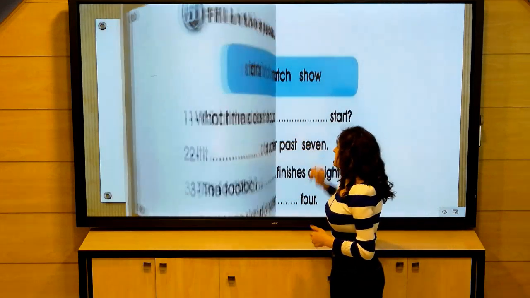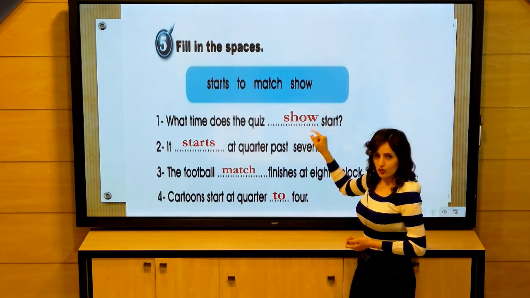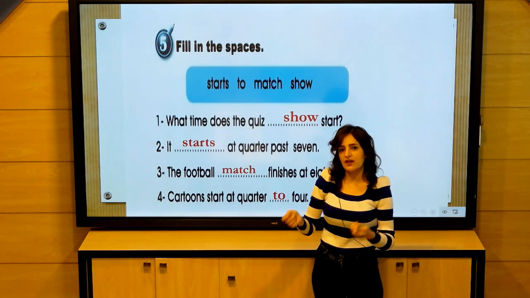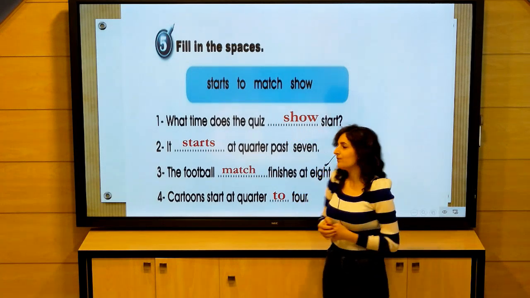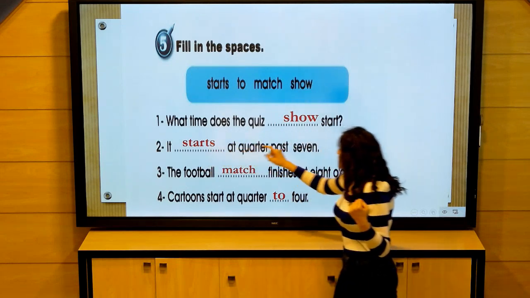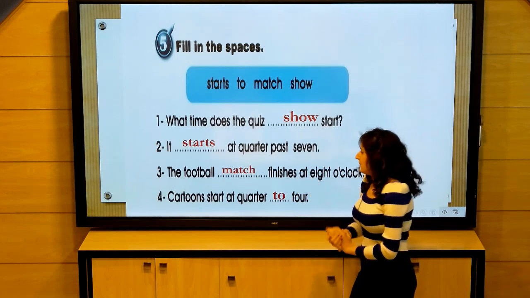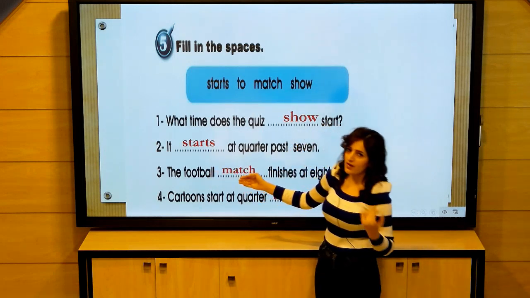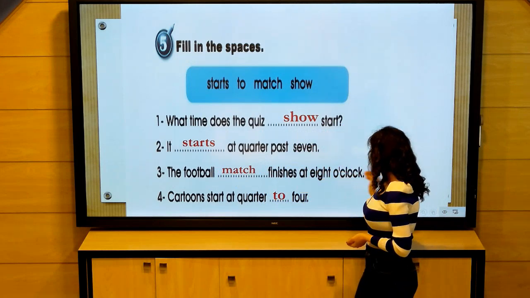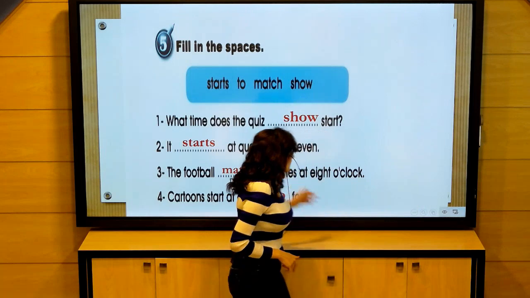Now the answers. The correct word here is quiz show. Then it's a kind of TV program. You will take money. Win money. Number 2. It starts at 7:15. The time of the program. Number 3, the football match. It's a kind of TV program. It finishes at 8:00. Cartoons start at 4:15.